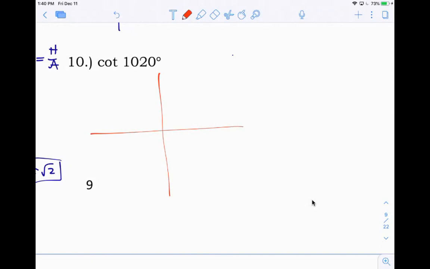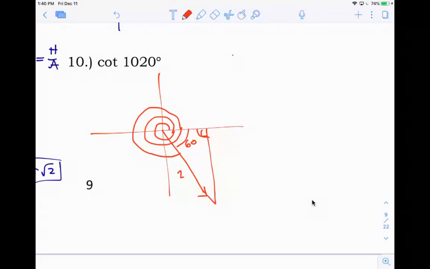1020. How many circles is that? 1020 minus 360. It's at least 1. We're left with 660. Take out another 360. And we're left with 300. So it's almost 3 circles. But what's left over? Another 60. And so we can draw a 60-degree triangle. My 60 degrees always end up super long. I don't know why.